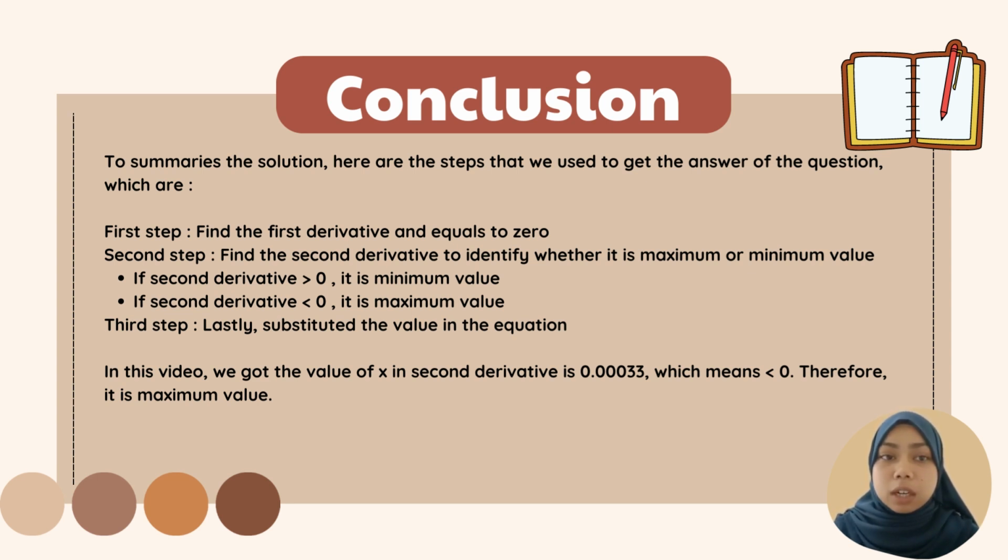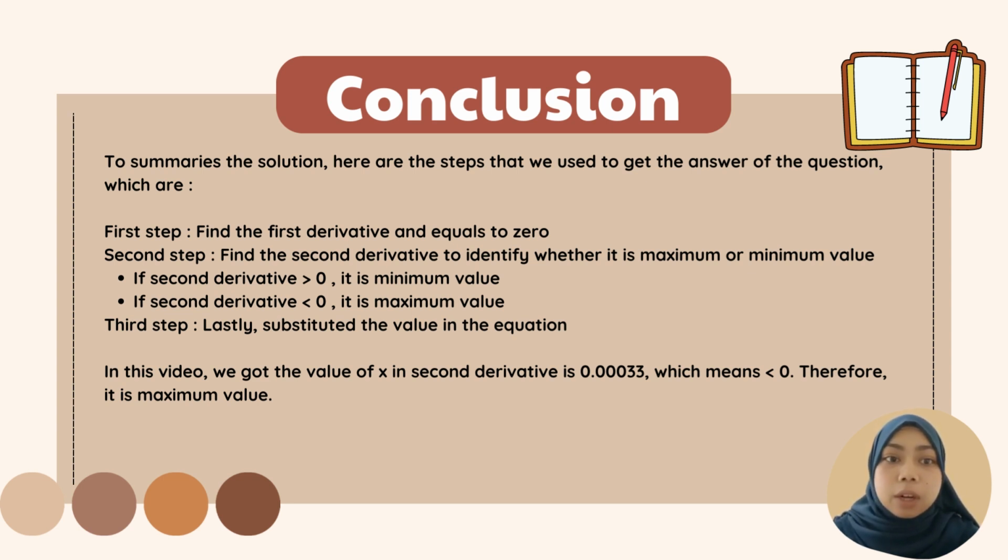Conclusion. To summarize the solution, here are the steps that we use to get the answer to the question. First step, find the first derivative and set it equal to 0. Second step, find the second derivative to identify whether it is a maximum or minimum value. If the second derivative is more than 0, it is a minimum value. And if the second derivative is less than 0, it is a maximum value. Third step, lastly, substitute the value into the equation.